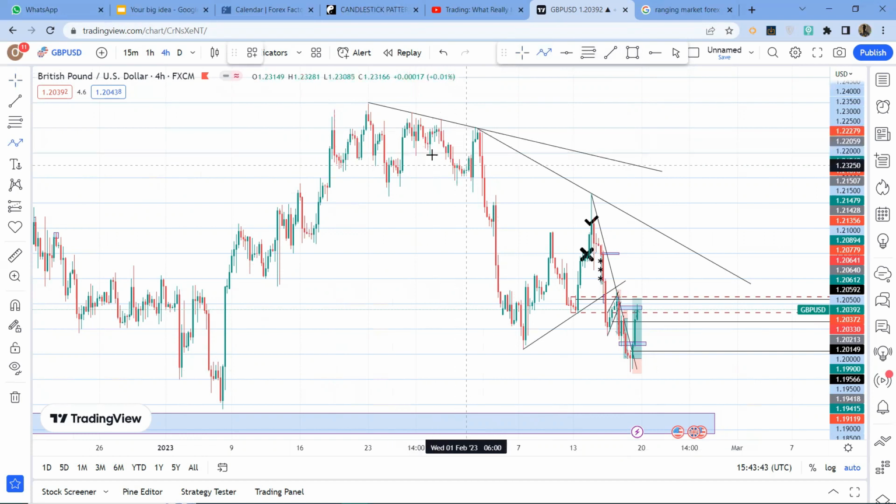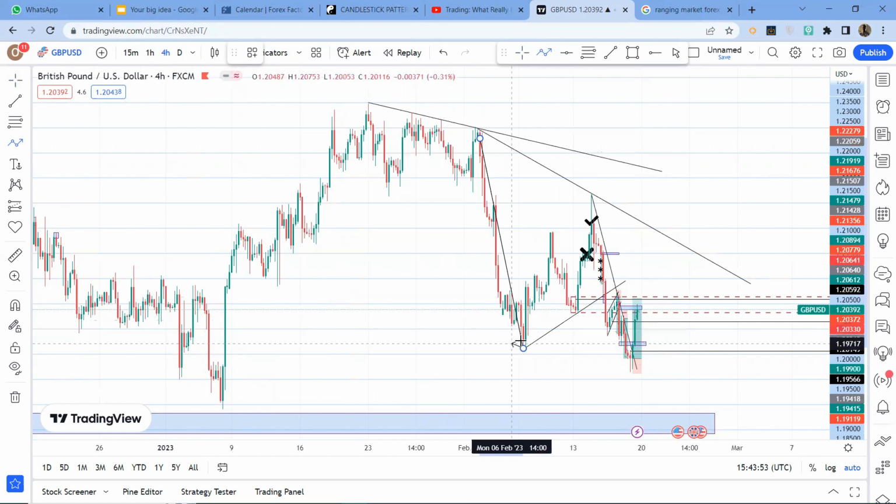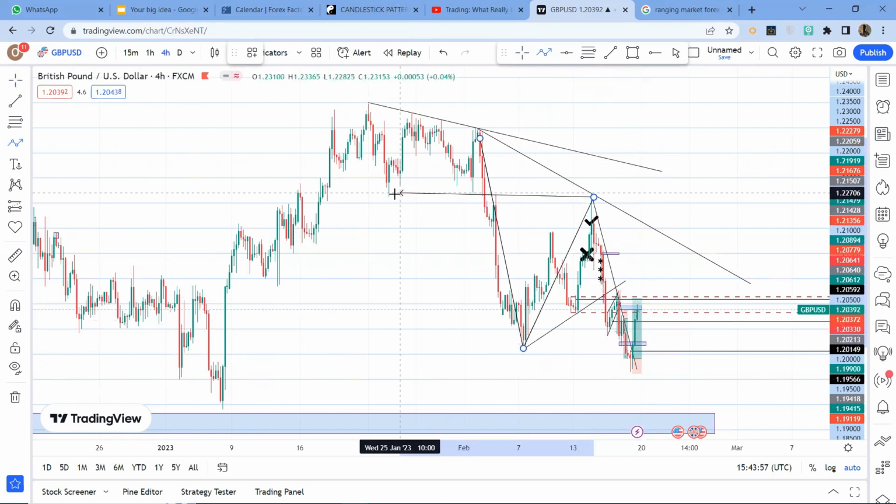Market formed an M pattern, huge structure right here. It dropped to this level. I think this is 61.8. If you pull the fib from here to here, it gives us 61.8. Pushed back to retest the neckline of the M pattern, or here, you can see this level.